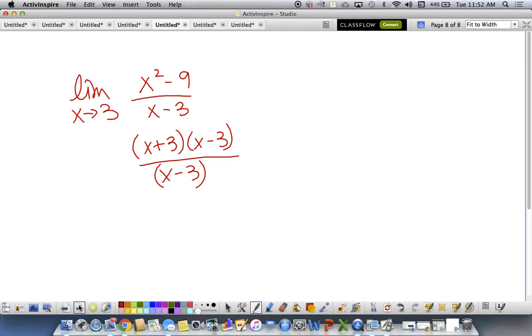Now, granted, what's going to happen at these things? Okay, what did we just do with our graphs? Will there be a hole at x equals 3? Yes. This is what it's approaching.